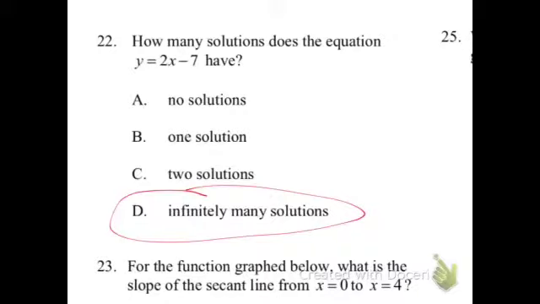Moving on to 22. When it's asking you how many solutions an equation has, just think about all the possible points that this makes. Well, if you were to graph it, you'd be looking at a graph that looks something like this. Well, how many points does that have? Well, there's a point there, and there, and there, and there, and there, and there, and there, and there, and there. There's infinitely many points, okay?